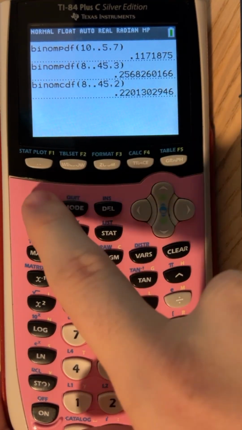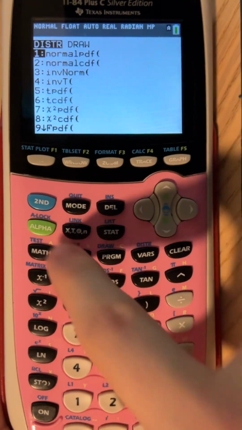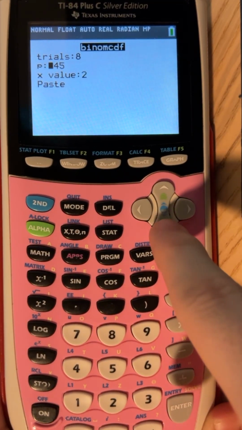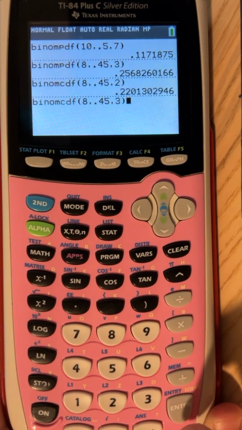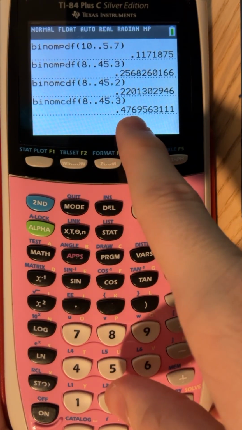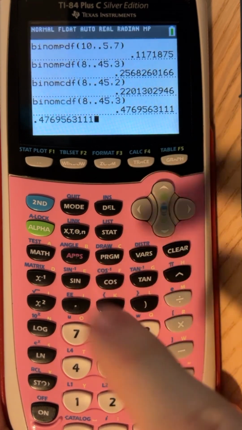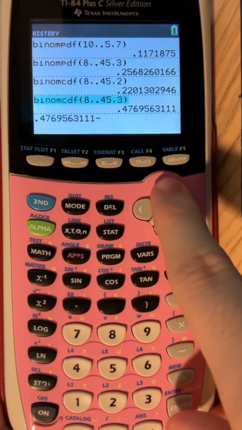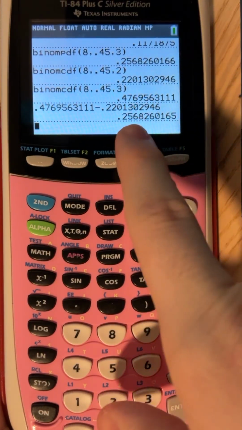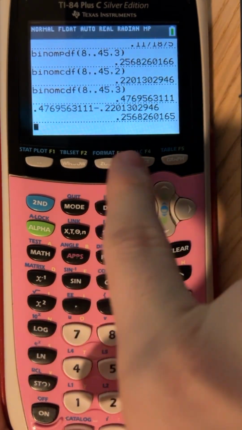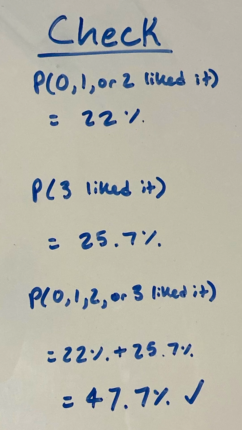Now, if we were to take the binomcdf, this time I'll just do ALPHA B because that's where it is. If we had up to 3 people, then we would get 0.4769. And that's because the probability of exactly 3 of 8 people liking the movie is 25.7%, as seen in both places. You can check this. The probability that 0 or 1 or 2 people like it plus the probability that 3 people like it should be equal to the probability that 0 or 1 or 2 or 3 out of the 8 liked it.